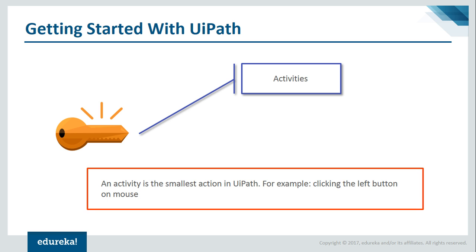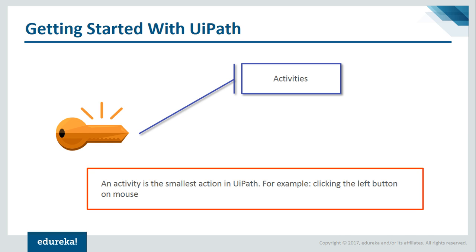So what are activities? An activity is the smallest action in UiPath. For example, the click of a button of your mouse is also an activity. You typing into a text box is also an activity. You closing an application is also an activity. So all these small tasks are known as activities.